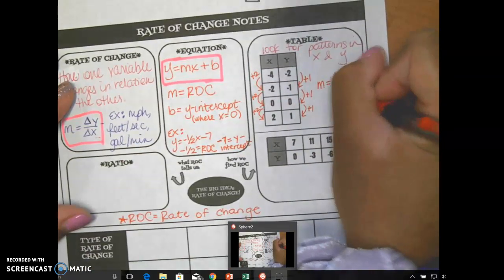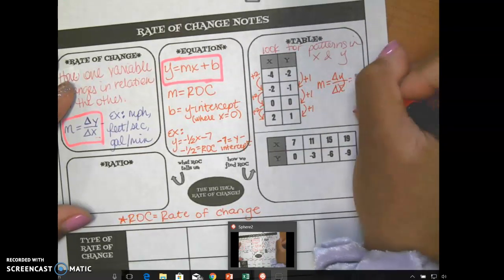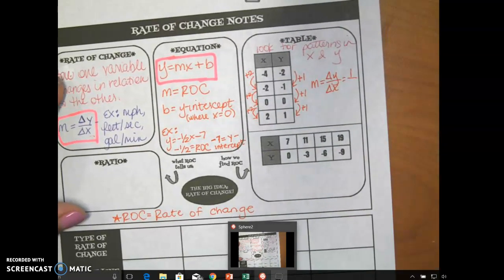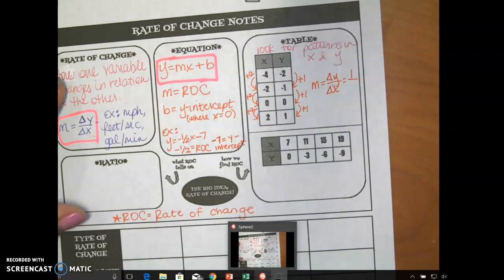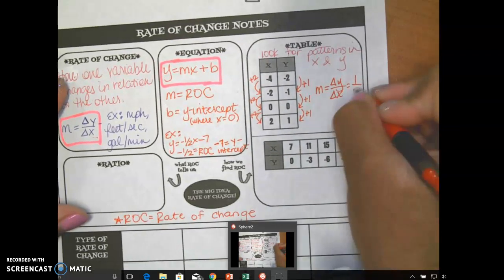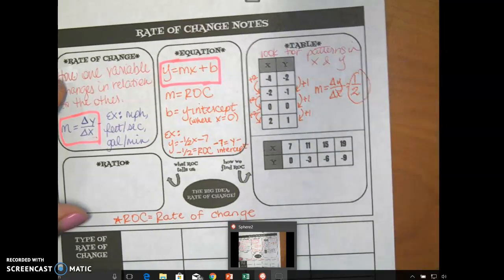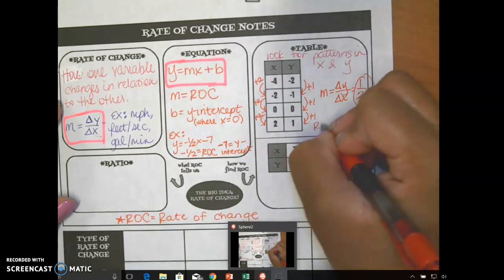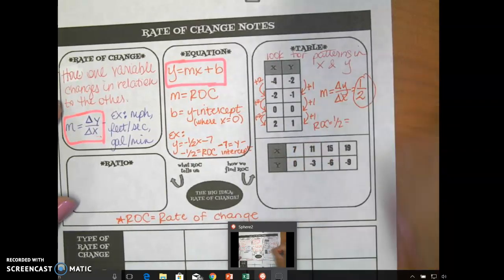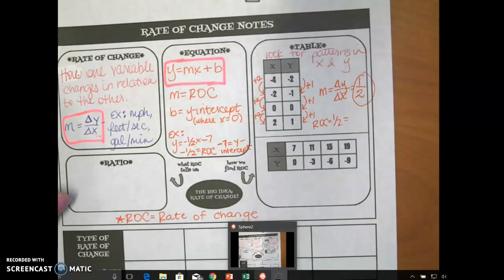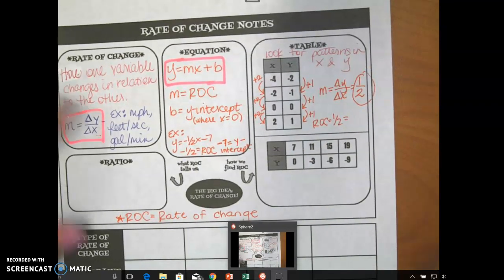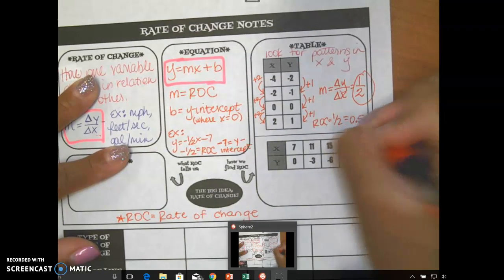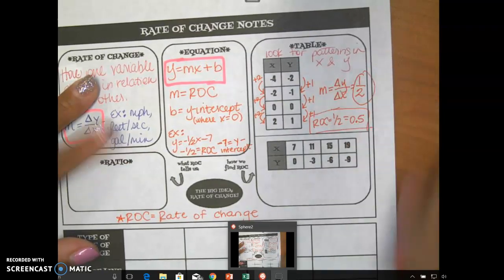So my rate of change equals delta y over delta x. That's the change in y over the change in x. So y is changing by a +1, and x is changing by a positive 2. Delta means the change in, mathematically. So my rate of change is 1/2, or how can I write that as a decimal? 0.5. We just talked about this point.